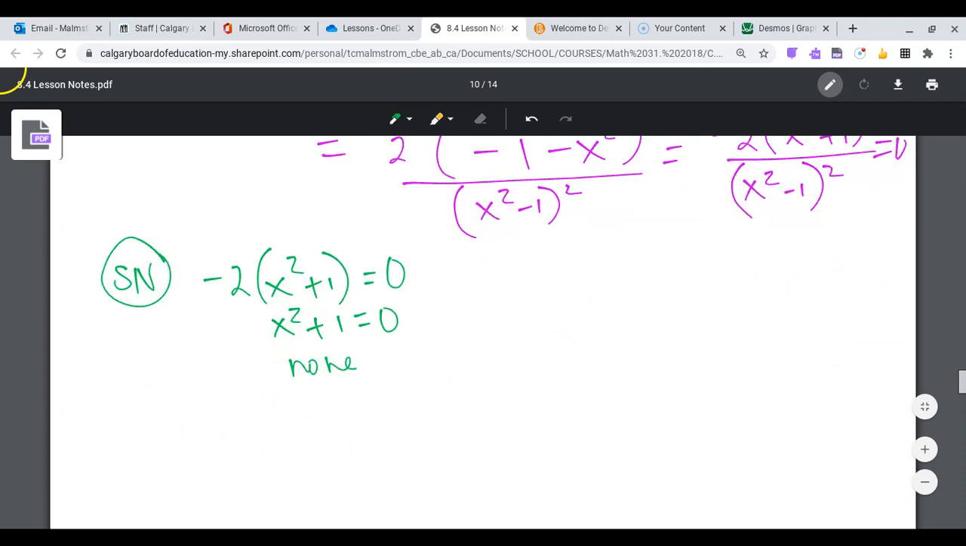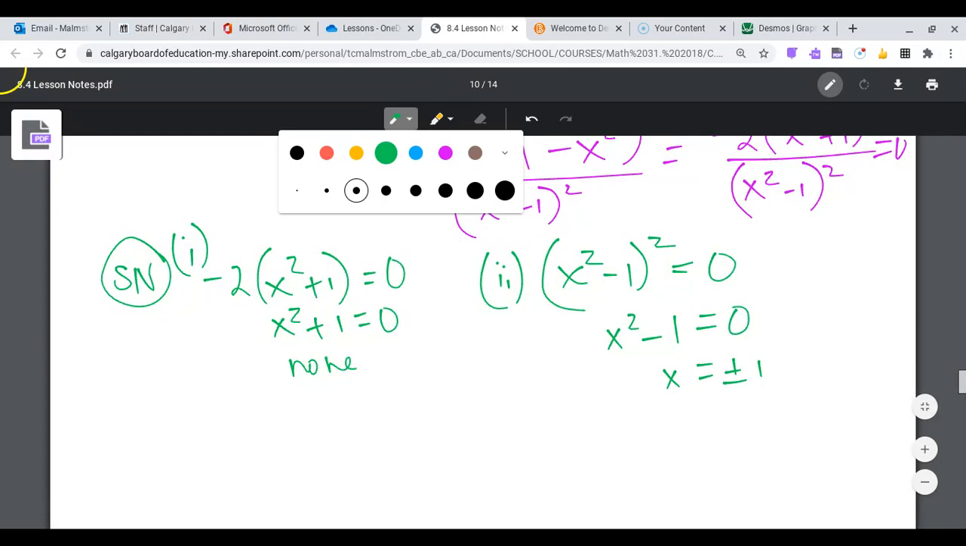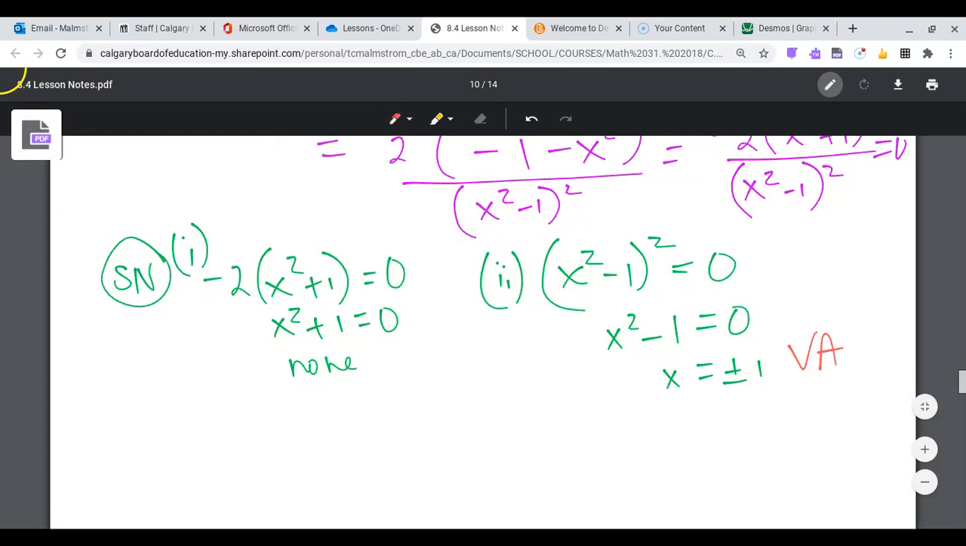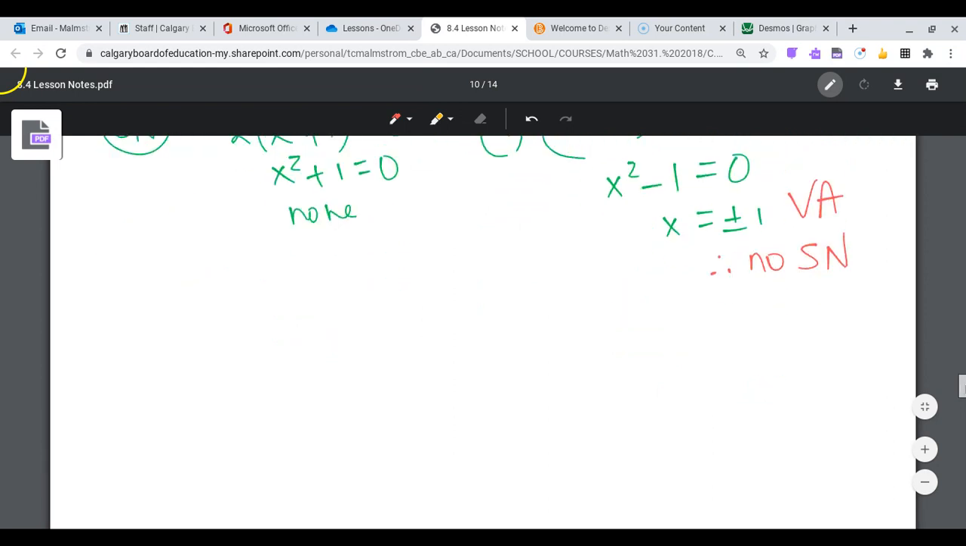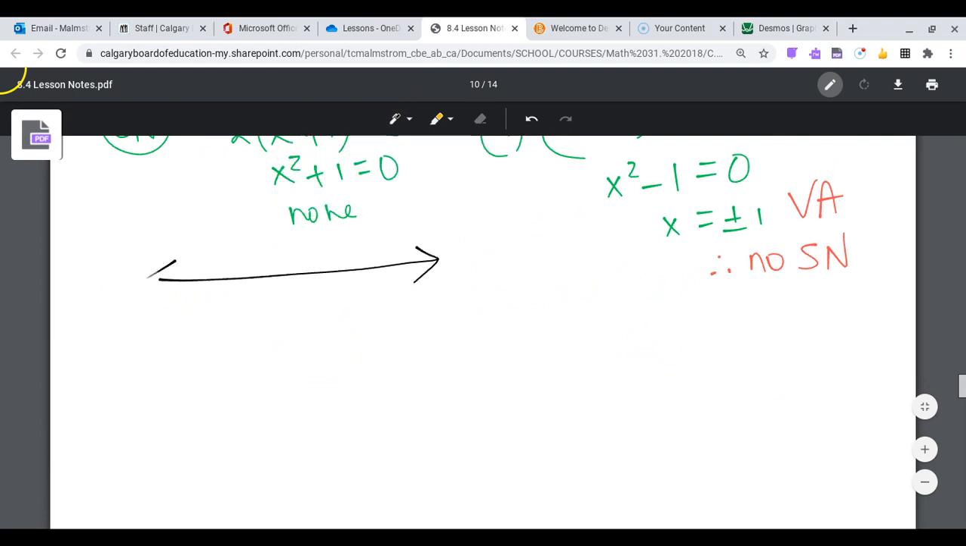And then the other one would be x squared minus 1 squared is equal to 0. Well, this one we've seen. So we have x squared minus 1 is equal to 0. We have x is equal to plus or minus 1, which is also not possible because those are my vertical asymptotes. So therefore, we have no significant numbers. But again, we still want to do our analysis work because we want to see what is happening. So let's see.